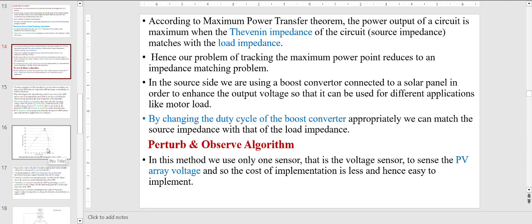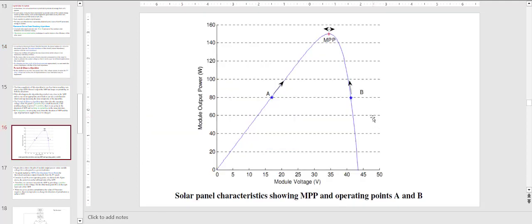In this case, suppose this is the power output versus voltage curve. Normally, for a PV system, the power versus voltage output will be like this. The peak value represents the maximum power point. Tracking this point is what is aimed at.